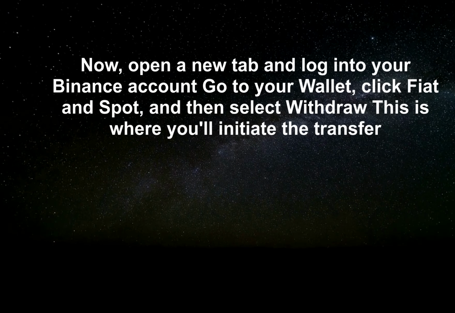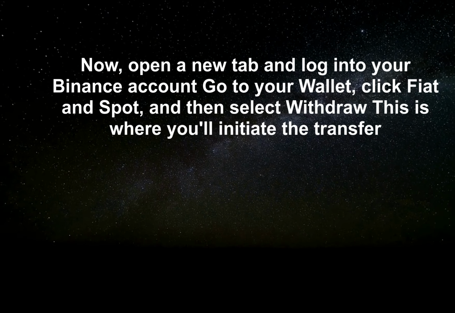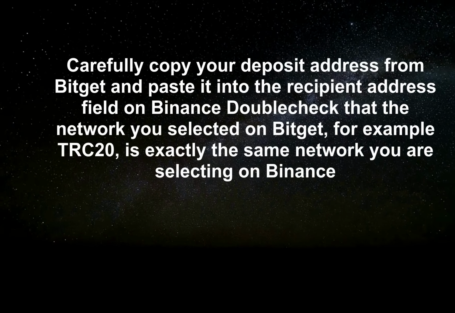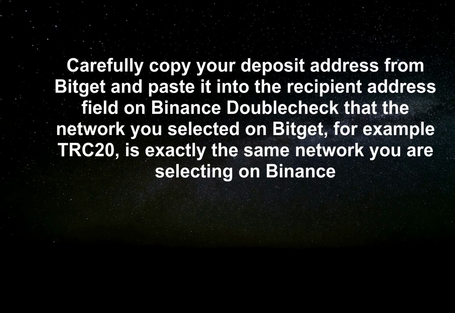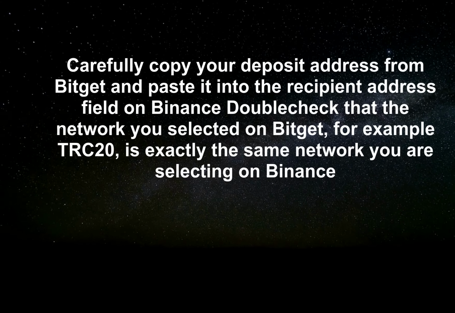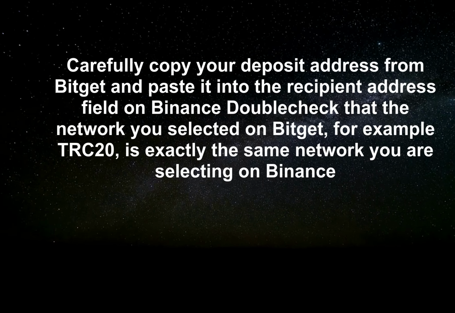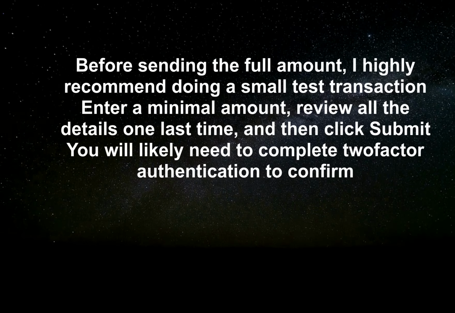Now open a new tab and log into your Binance account. Go to your wallet, click Fiat and Spot, and then select Withdraw. This is where you'll initiate the transfer. Carefully copy your deposit address from Bitget and paste it into the recipient address field on Binance. Double-check that the network you selected on Bitget, for example TRC20, is exactly the same network you are selecting on Binance.